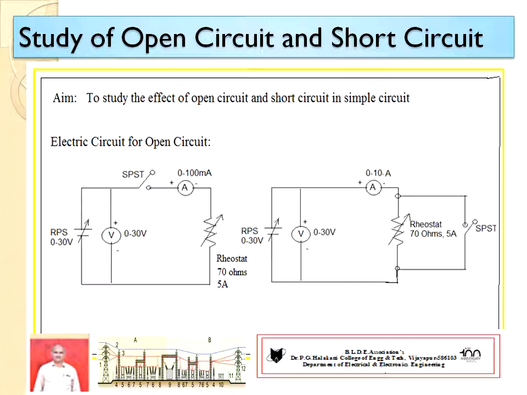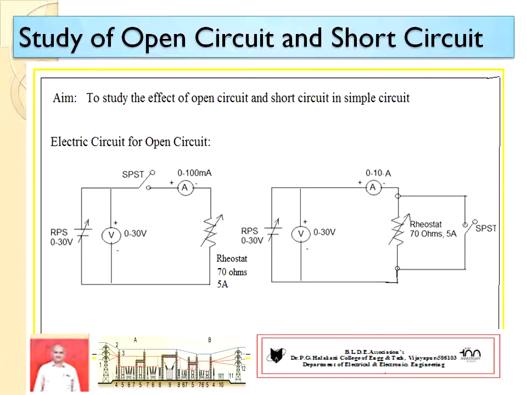See there, the aim of the experiment is to study the effect of open circuit and short circuit by considering a simple electric circuit. So first, all of you write the circuit diagrams for open circuit and short circuit. Diagram 1 represents the circuit diagram for open circuit, diagram 2 represents the circuit diagram for short circuit test.